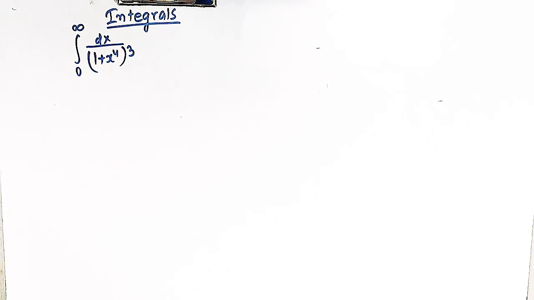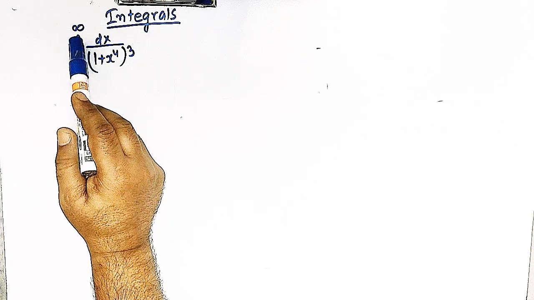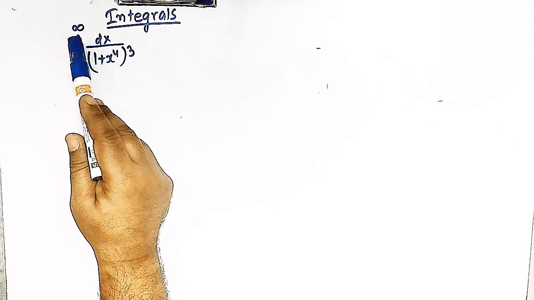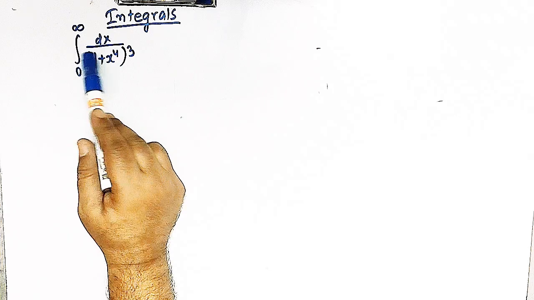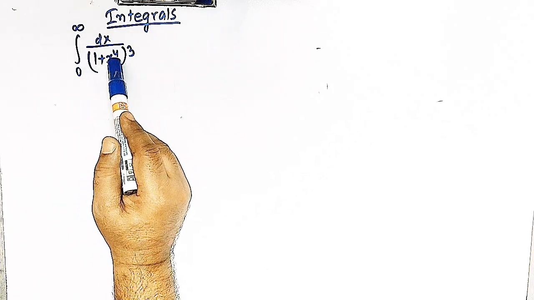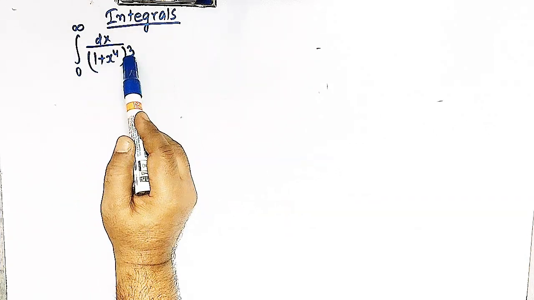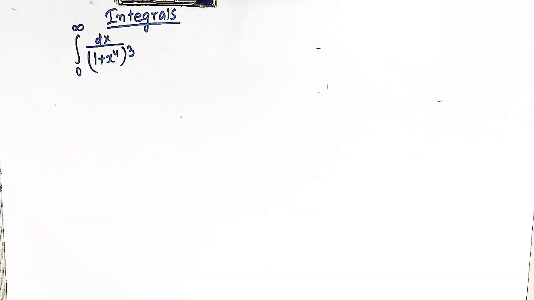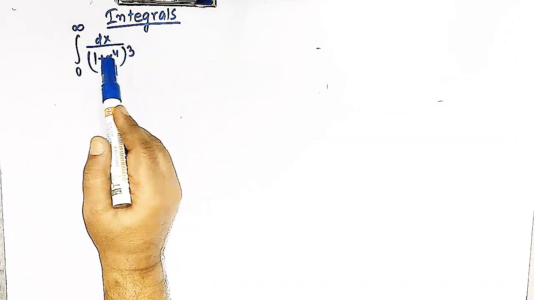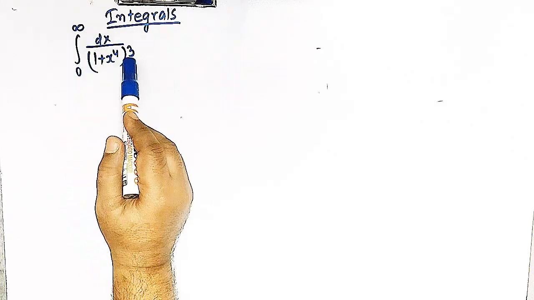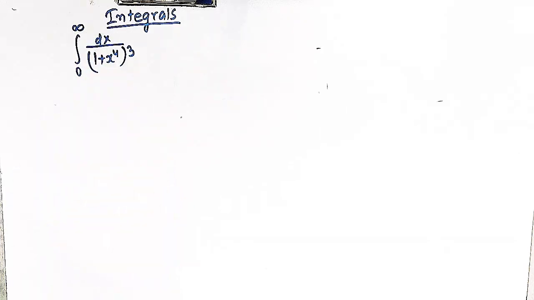Hello viewers, in today's session we are going to discuss another important problem from beta and gamma functions, and here with the help of the concept of beta and gamma function we are going to evaluate this integral. So here we have to evaluate the integral from 0 to infinity of dx over (1 plus x raised to 4) to the whole power 3, right? So here we have the integrand as 1 over the cube of (1 plus x raised to 4).